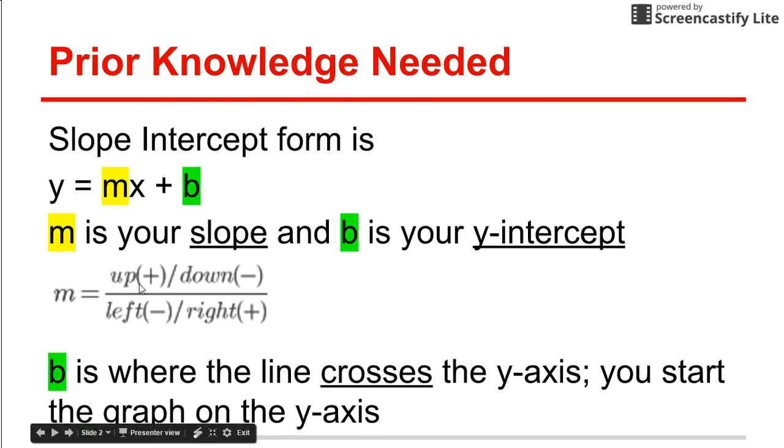Remember that the top number of our slope tells us whether to move up or down. If it's positive, we move up. If it's negative, we move down. The bottom number tells you to move left or right: left if it's negative, right if it's positive.